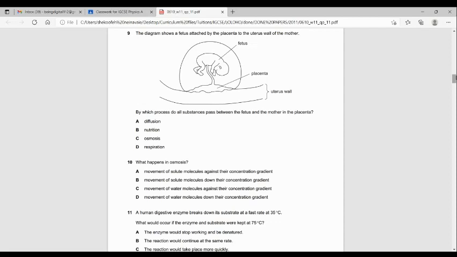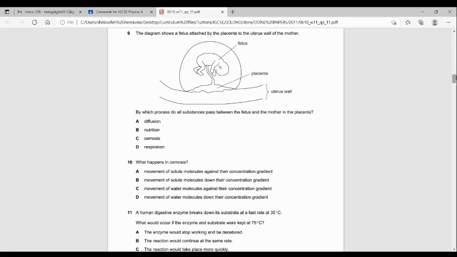And it's not nutrition. It doesn't have to do anything with nutrition. Nutrition is taken by the mouth. It's not nutrition. Osmosis is not an osmosis. Osmosis is the movement of water molecules through the partially permeable membrane from higher concentration to lower concentration.